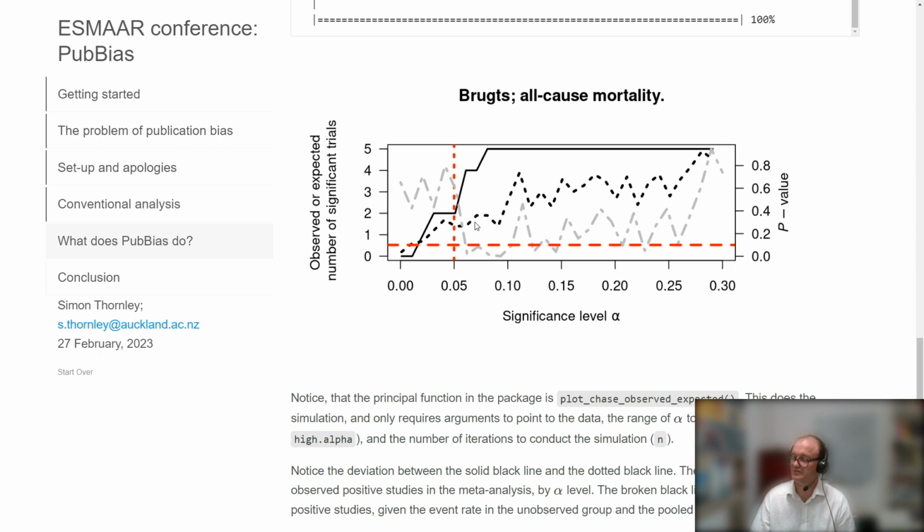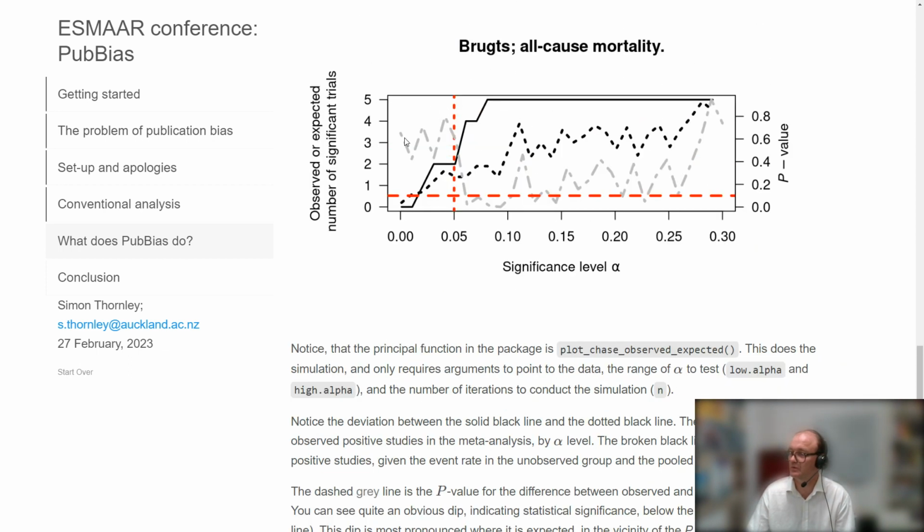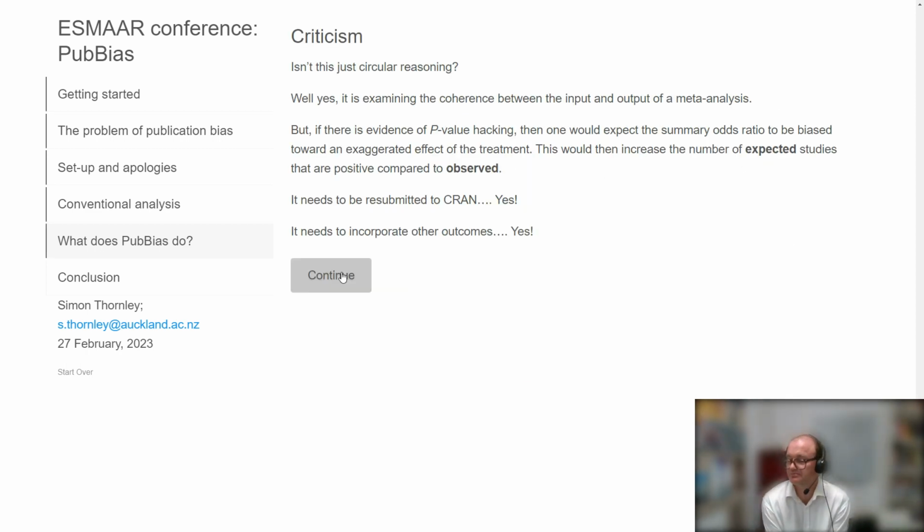What's of interest here is the difference between the observed and the expected, and we see that the largest evidence for difference is around this 0.05 to 0.1 region, where the difference is statistically significant, less than the 5% threshold indicated by the horizontal red dashed line. This is some evidence of publication bias or chasing significance in this meta-analysis of the use of statins for preventing mortality, all-cause mortality as it happens here. So the grey dashed line here is the p-value for significance.